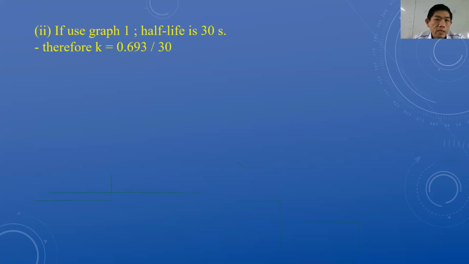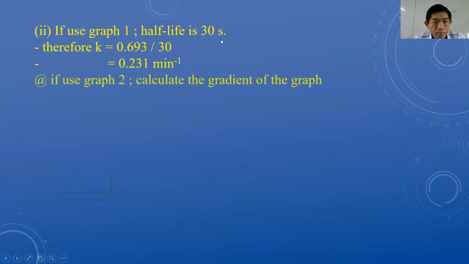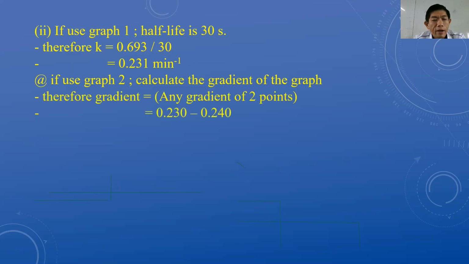Okay, so therefore k is equal to 0.693 over 30. So you get your rate constant of 0.231. The unit is minute minus 1, and this is minute, not second. Sorry for the typing error. If you use the graph tool, you calculate the gradient of the graph. So no, this one, sorry, no graph tool.